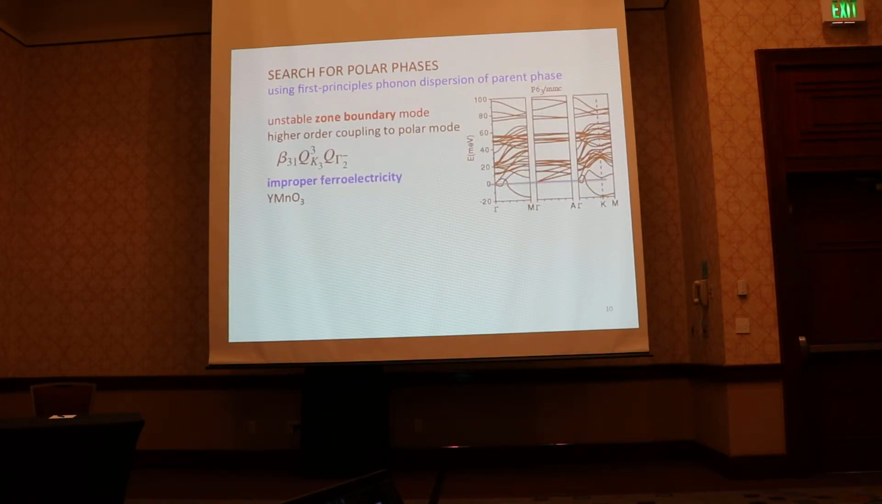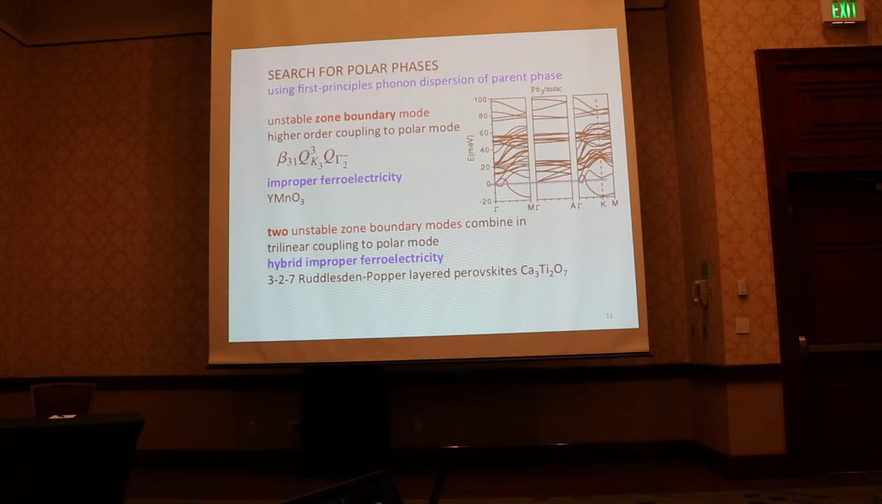When you're looking at the first principles phonon dispersion relation and you don't see an unstable mode at gamma, or a soft mode, all is not lost, because you might have other nonpolar instabilities in the high symmetry parent structure that can actually be used to produce a polar phase, through a higher order coupling to the polar mode. Here I have a third power of this unstable K3 mode coupling to the polar mode. This is the well-known property of improper ferroelectricity. Here I'm showing the phonon dispersion relation for the parent structure of yttrium manganite.